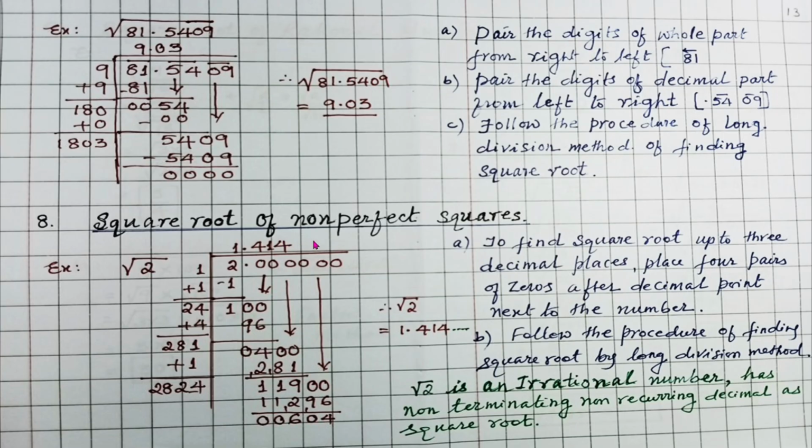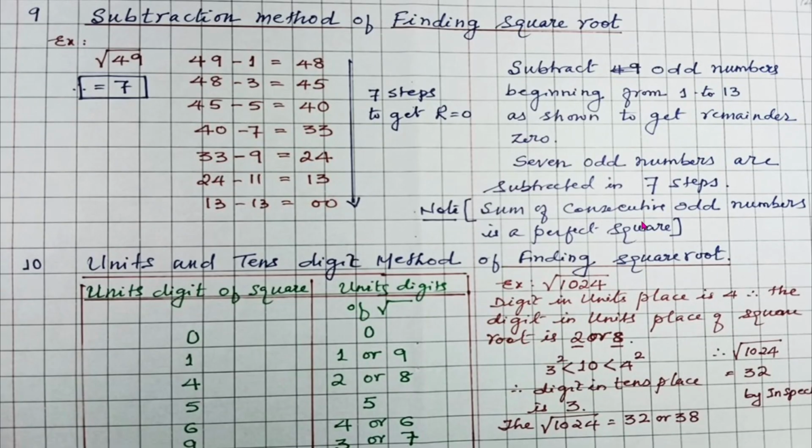It is a non-terminating, non-recurring decimal expansion. Therefore square root 2 is an irrational number. This is one very important method of proving that a given number is irrational, by finding out its decimal expansion, which is non-terminating and non-recurring.